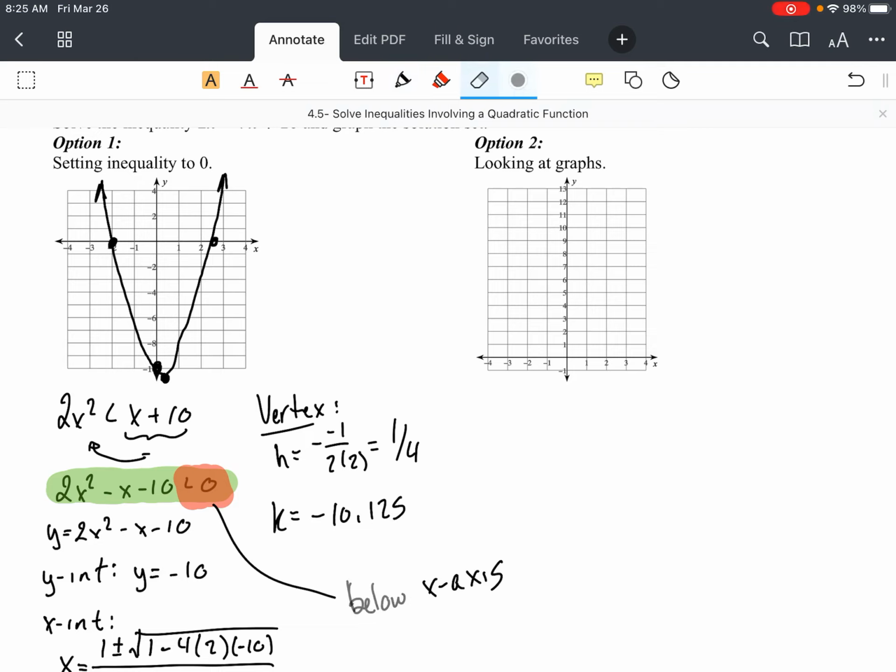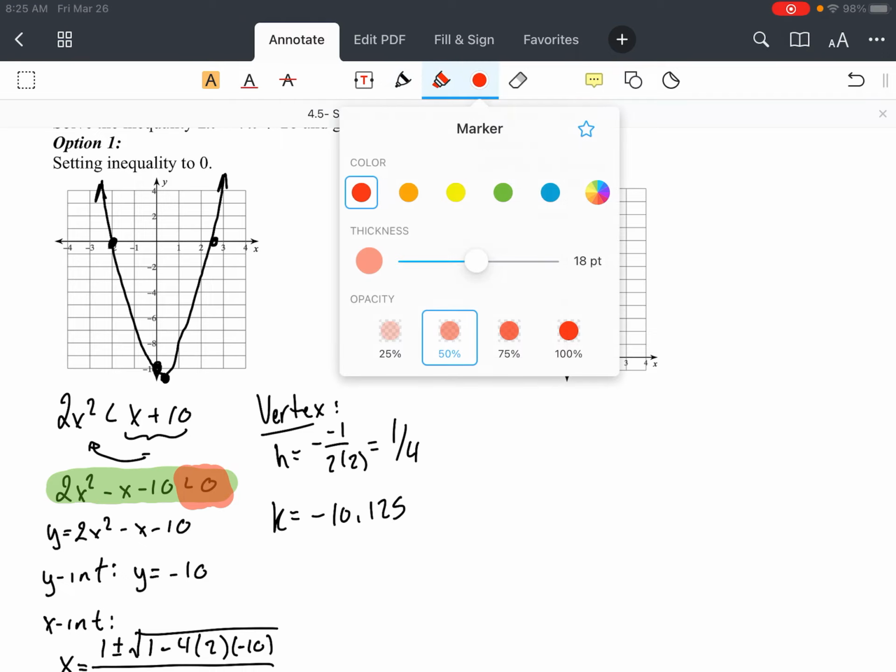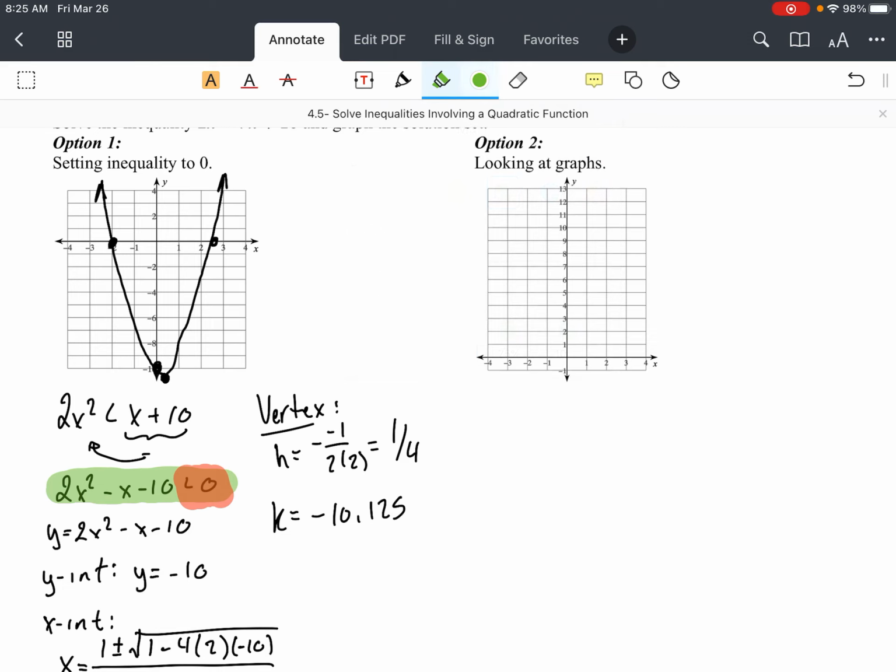Okay, now let's go ahead and take a look at what part of this graph we're talking about. If it's below the x-axis, we're looking at everything from here down here. So we're talking about this whole section here. All right, so the solutions are going to be the interval from -2 all the way to positive 2.5.